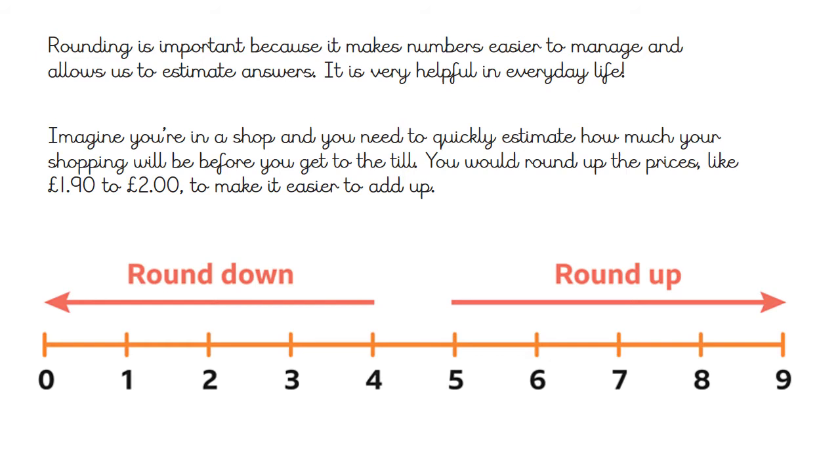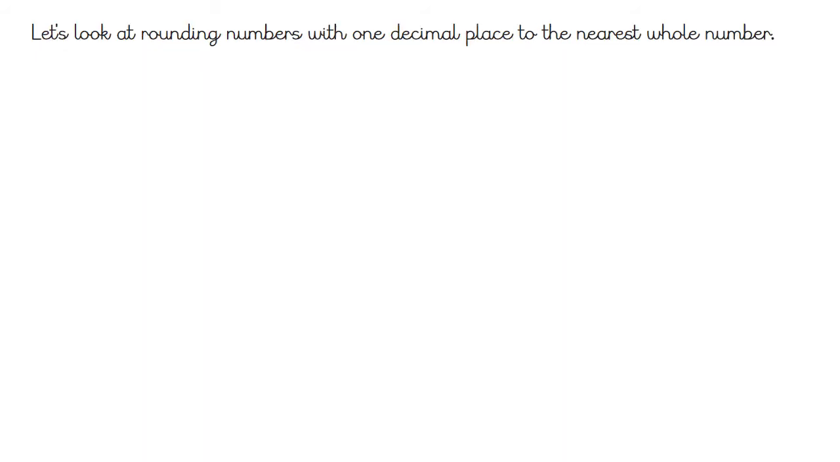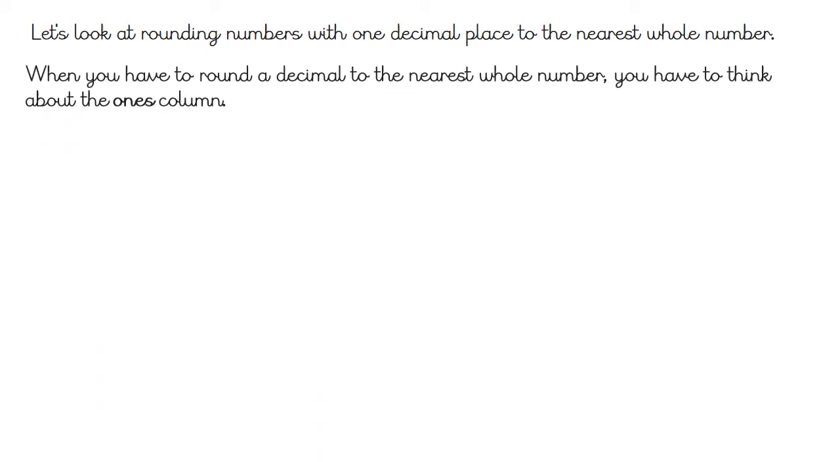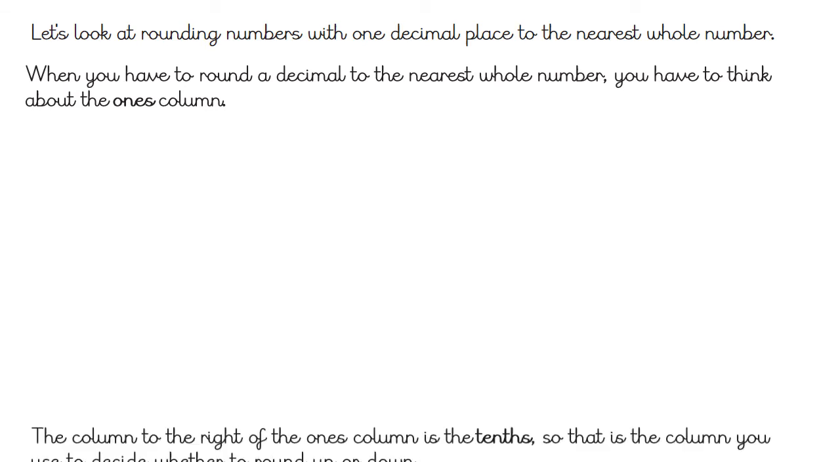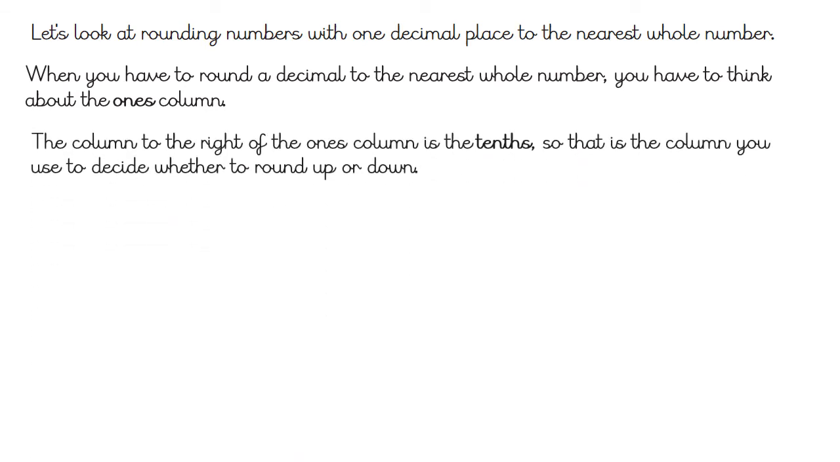And if you look at this number line below, this is just a quick little reminder that any numbers between 0 and 4 you round down, and 5 up to 9 you would round up. So let's look at rounding numbers with one decimal place to the nearest whole number. When you have to round a decimal to the nearest whole number, you have to think about the ones column. The column to the right of the ones column is the tenths, so that is the column you use to decide whether to round up or down.